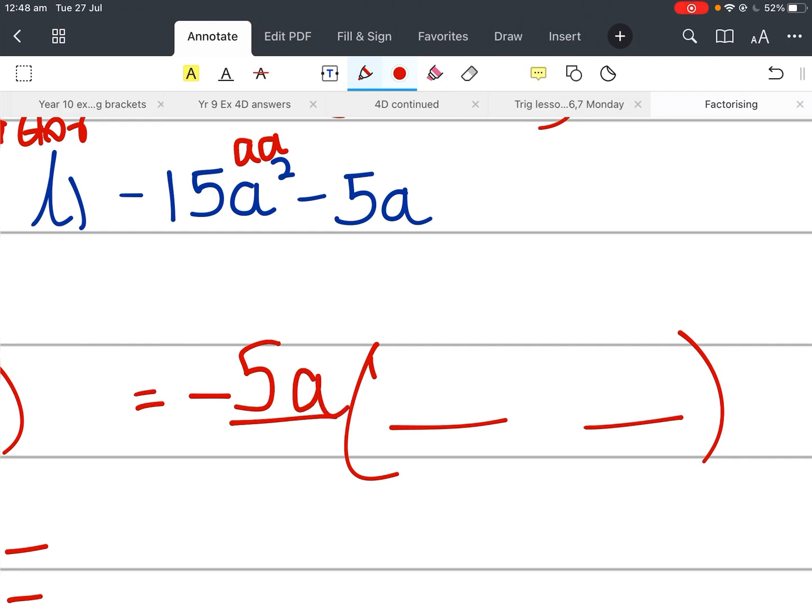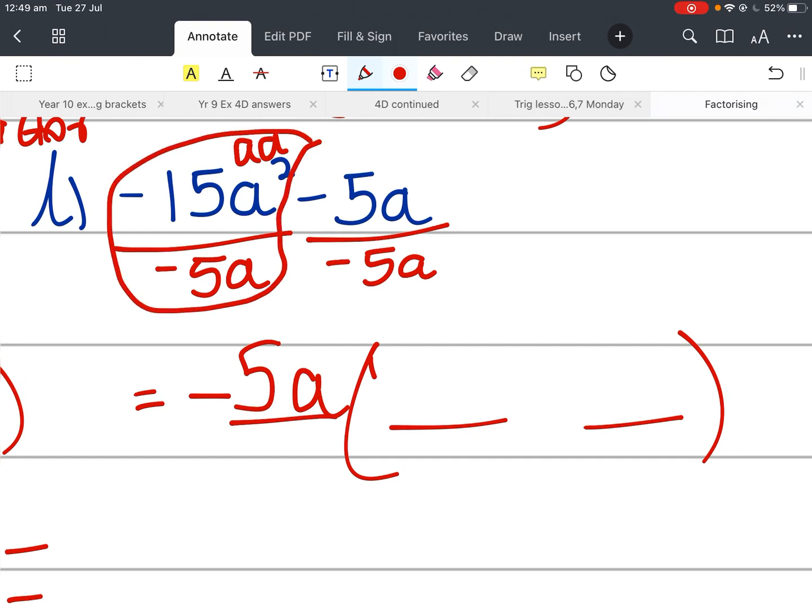Okay? So now to figure out what goes on the inside, I have to divide both of my terms by negative 5a. So let's do this one first. Negative and a negative, cross out. Negative and a negative gives a positive. You can put a plus in there if you want. 5 goes into 15 3 times. Now remember, a squared means AA, so I can cross off one of the A's with one of those A's. So that leaves me with an A.